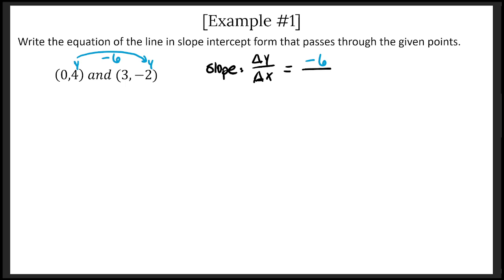Let's do the same thing, but for the x's. Starting with that same first ordered pair, here's x on both of these. From 0 to 3, what was our change? Well, we went up. We increased by 3. So I'm going to put that for my delta x. We should reduce our slope if necessary. We got -6 over 3. As a fraction, you could reduce -6 over 3, and our slope would then be -2.